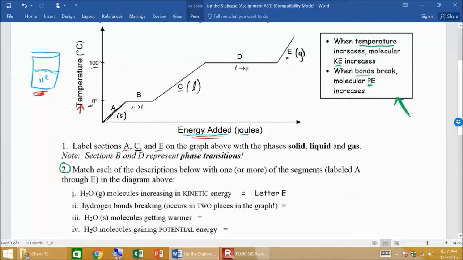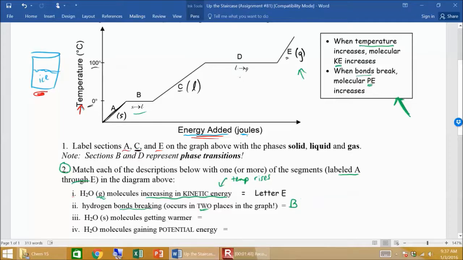Okay, so it's asking you to use labels A through E to match these descriptions. Increasing kinetic energy should mean that the temperature rises. That's how kinetic energy is measured. So if we say, where are gas molecules rising in temperature, that's letter E on the graph above. If we say, where are bonds breaking, there are 2 places that occurs in the graph. One is at the solid to liquid transition. That's letter B.